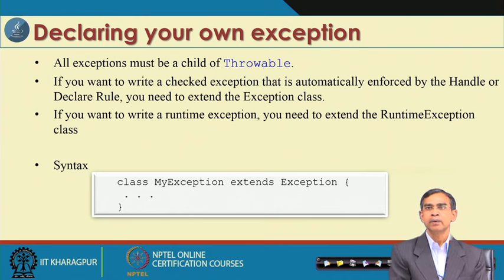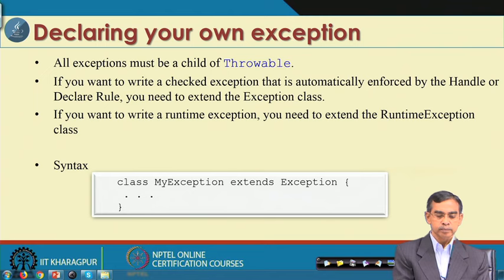Now, first of all, you have to create a class. That class should be a derived class of the super class Throwable. So, all exceptions must be a child of the Throwable class. We have already discussed that the Throwable class is defined in the java.lang package. So, this is the syntax by which we can create an exception, of the type of the runtime exception that can handle it.